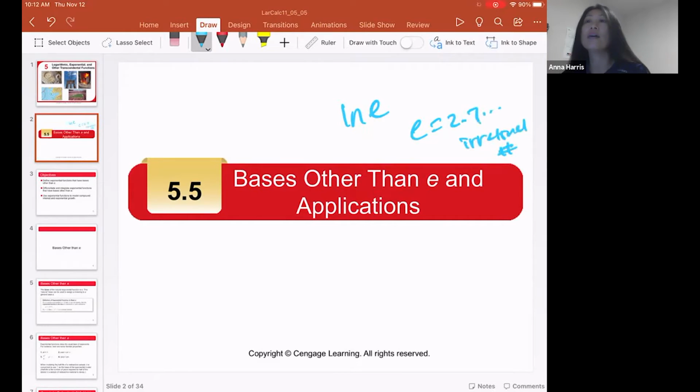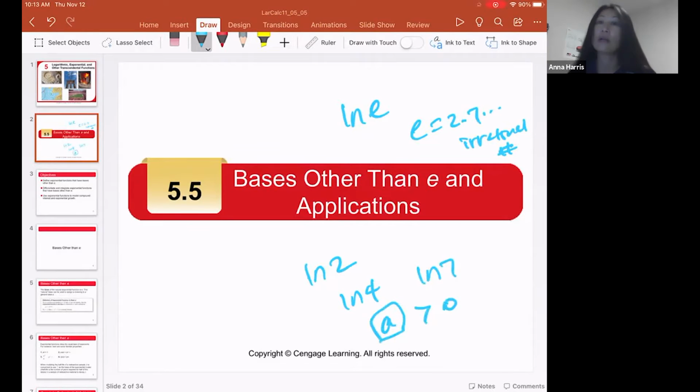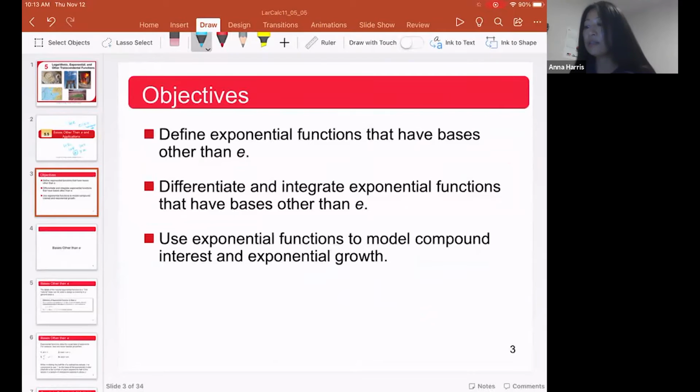But now we're going to say, okay, let's not just concentrate on e, but let's look at a different number, like how about 2, or 4, or 7, just a different number. So we're going to call that just a. a is just some number. So define exponential functions that have bases other than e, other than 2.717, whatever. Differentiate and integrate exponential functions that have a base other than e, and use exponential functions to model compound interest and exponential growth.